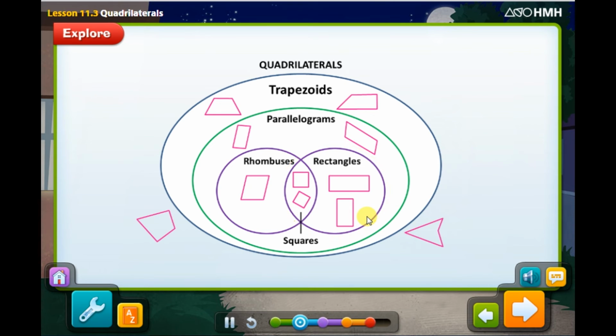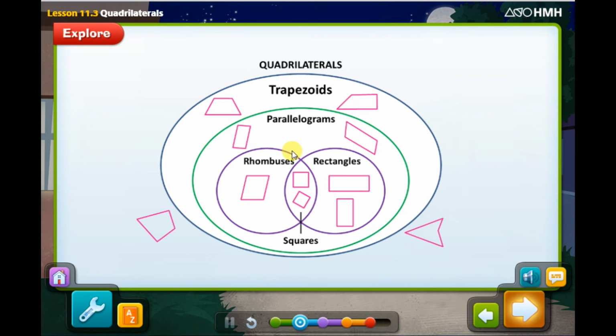These are rectangles. A rhombus is also a type of parallelogram. A rhombus is a special parallelogram with 4 congruent sides. So these are rhombuses. Finally, let's look at the squares. A square is both a rhombus and a rectangle. It has the 4 congruent sides of a rhombus and the 4 right angles of a rectangle. These are both squares. The diagram is now complete. The remaining shapes do not fit into any of the categories.